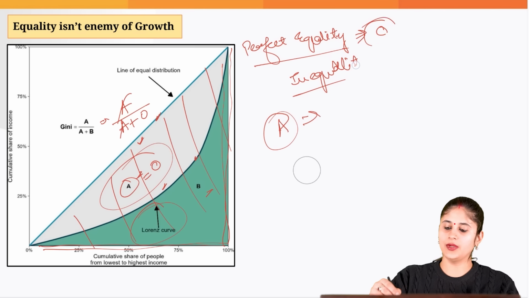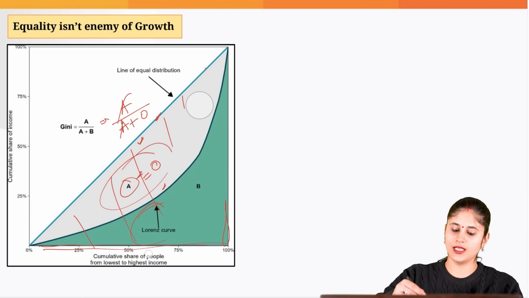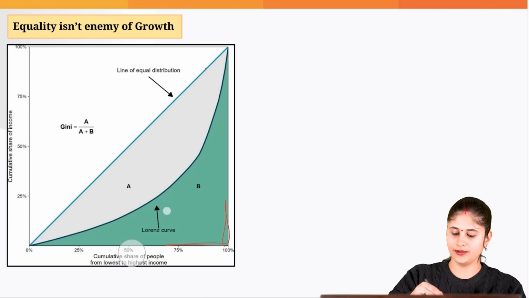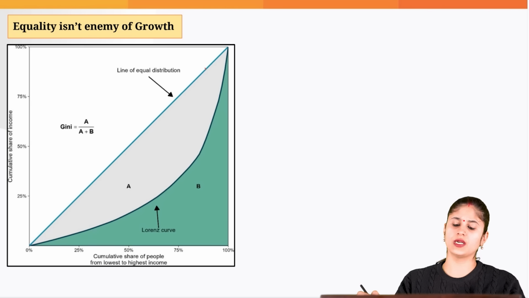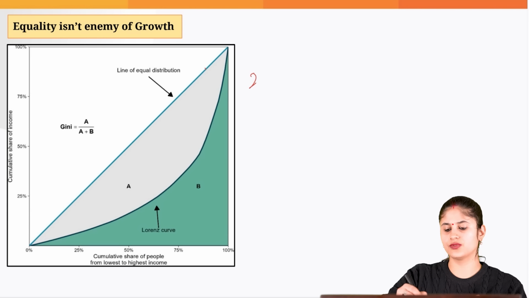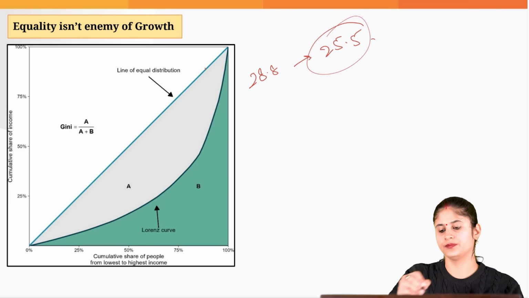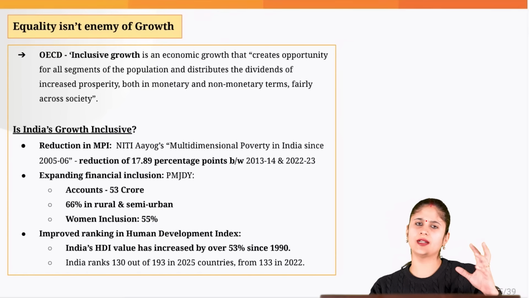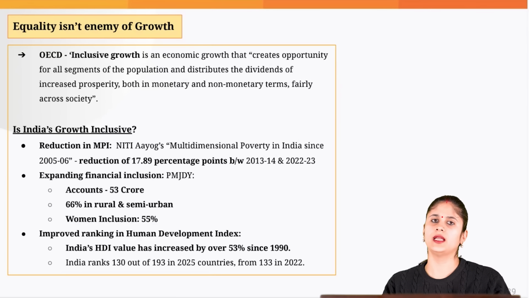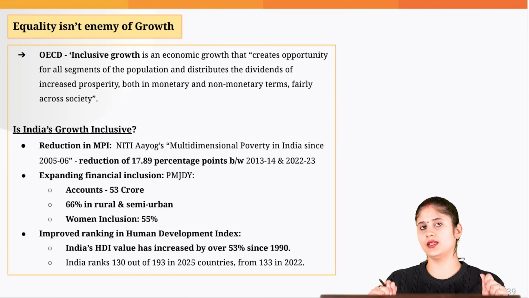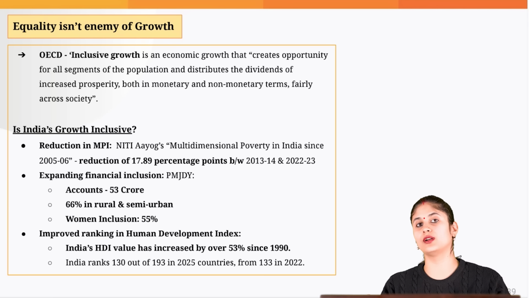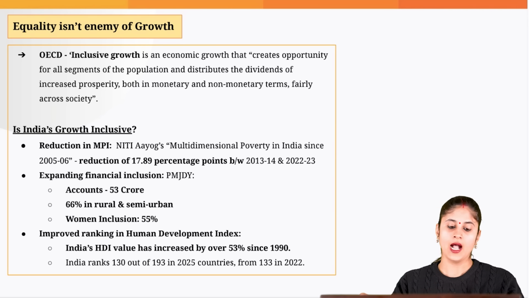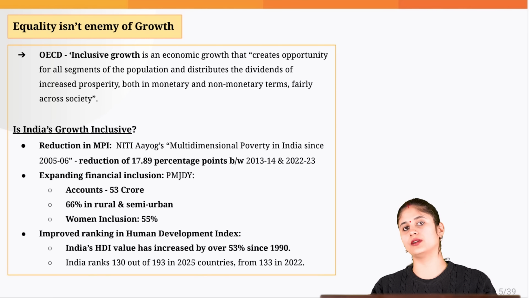Now, can anybody tell me what the Gini coefficient currently is when it comes to India? According to the World Bank, the Gini coefficient for India has actually reduced from 28.8 to 25.5. Now, having understood this entire inequality debate, can we say that in the Indian economy we are guided by the idea of inclusive growth? Let's understand how far we are guided by this idea.